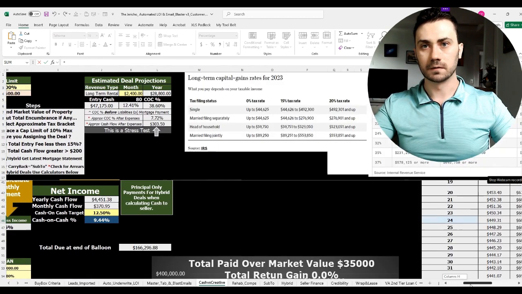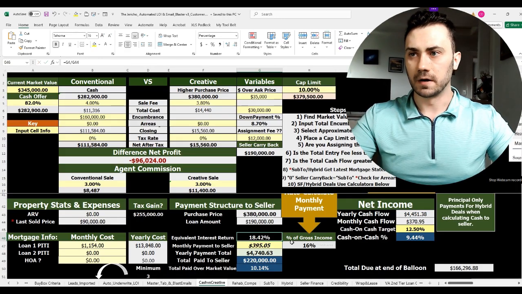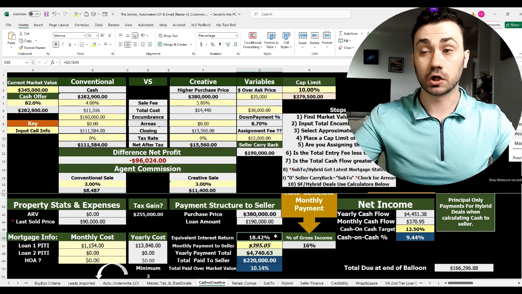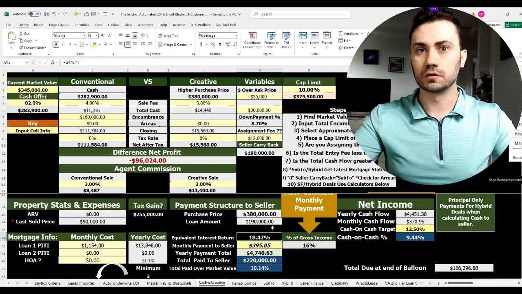Bear with me for 1 second. Okay, so I just fixed that numerical value. I had to pause the video really quickly because the cell here was stuck for some reason. I couldn't update the cell, but it's fixed now. So the equivalent interest return is going to be 18.42%.